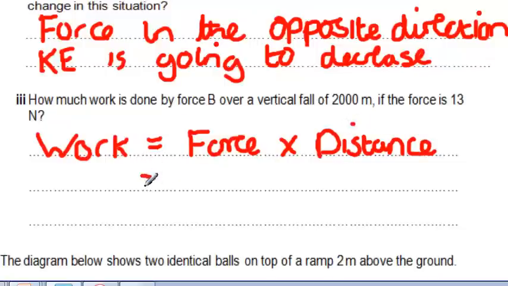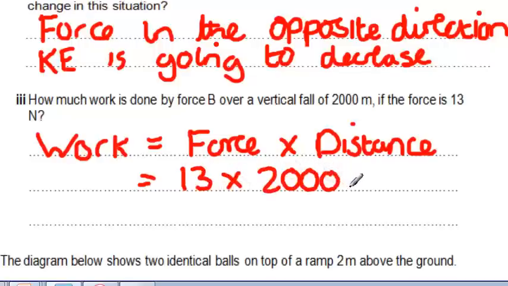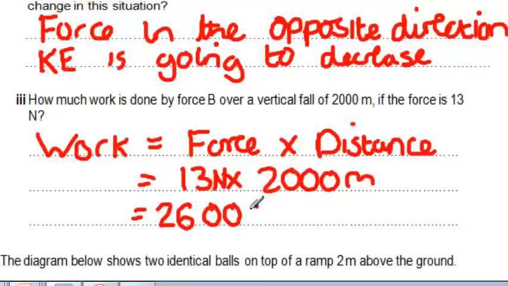So work is force, which is 13 newtons, it says in our question, 13 times 2,000 meters. And I can put newtons there as well. And I know work is measured in joules. Let's see, 13 times 2 is 26, and I add on 1, 2, 3 zeros. So the answer there is 26,000 joules.